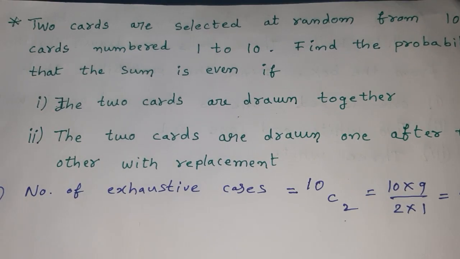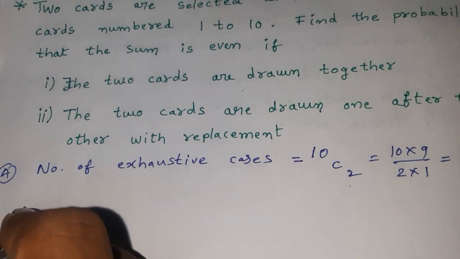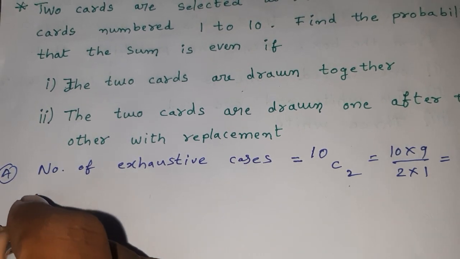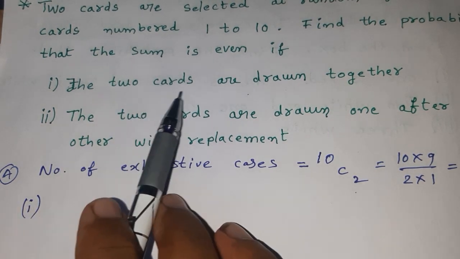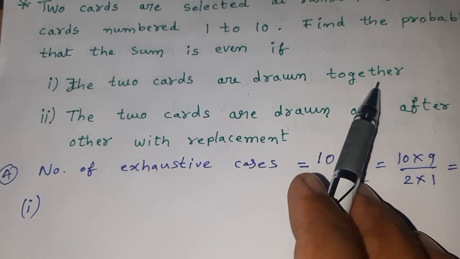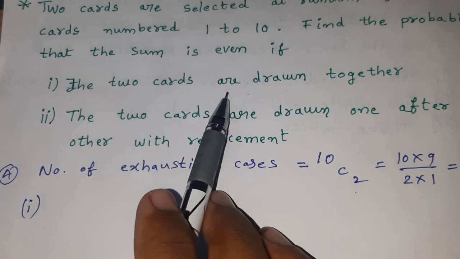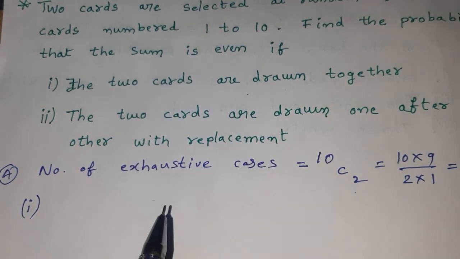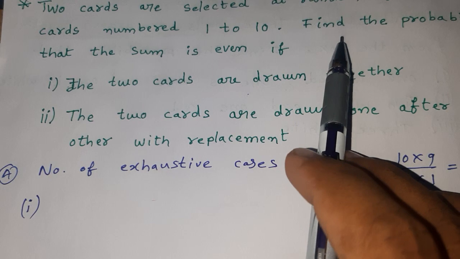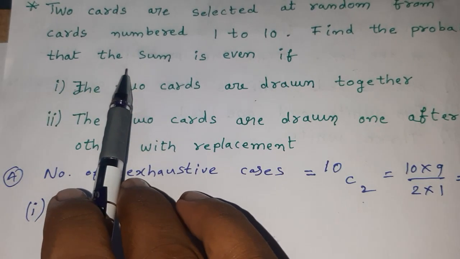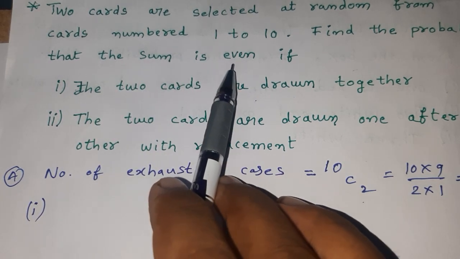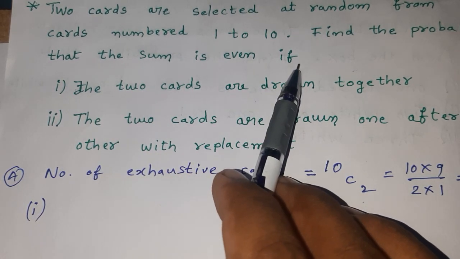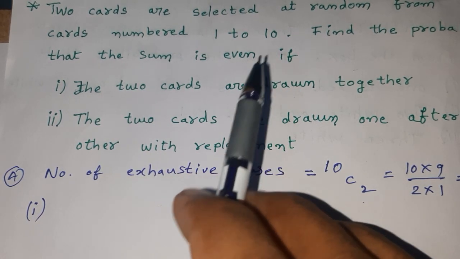Now let us do the first problem. The two chords are drawn together. What is the condition? The probability that the sum is even. We have to find the probability when the sum is even. The sum on the faces must be even.